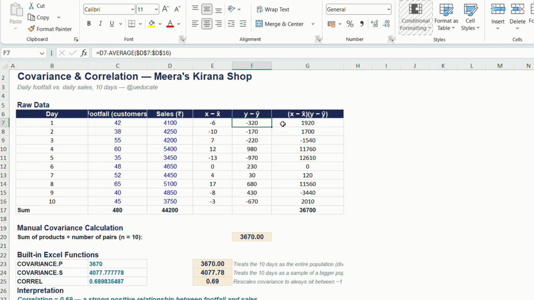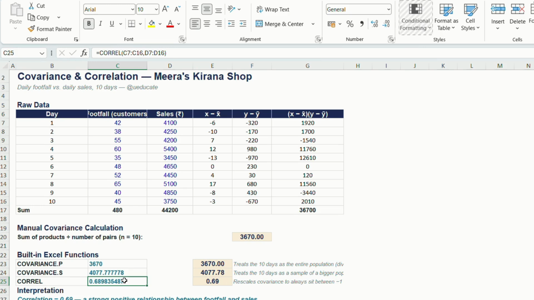Now we multiply both things, and for the covariance, if we want to calculate manually, we divide by the number 10. So we have this value. The built-in Excel formula is covariance population, that's for the entire population. The formula is equal to COVARIANCE.P, with both ranges C7 to C16 and D7 to D16, right? And this is the covariance sample formula. This is the correlation formula, but why we need correlation, we will talk about later.